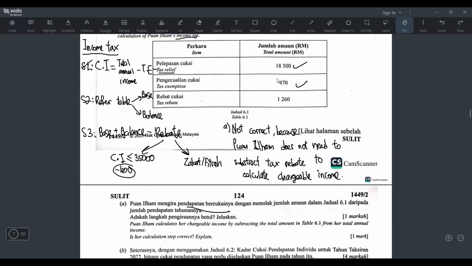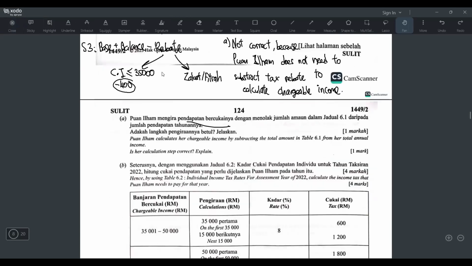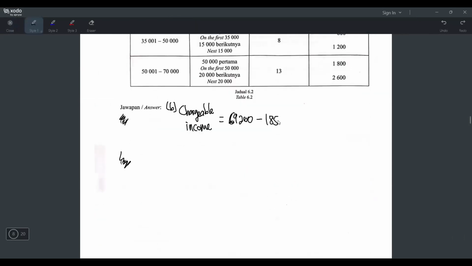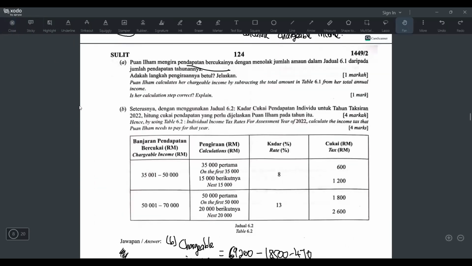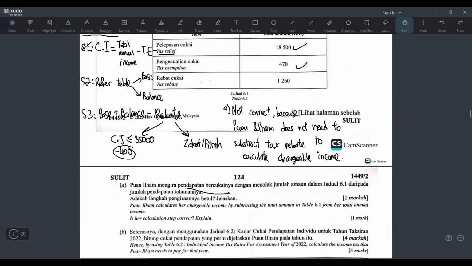Exemption, this one lah, these two lah, relief, exemption. So 18500, 470. So tekan semua ni dapat RM. Okay, this is not the final answer, but you will get 50230 here. And what is this? This is the chargeable income. Okay, the next step, what is step number 2? Tengok table, right? So I write here already, refer table, dapatkan your base tax and balance tax. Ataupun dalam bahasa Melayu, dapatkan cukai dasar and cukai baki.